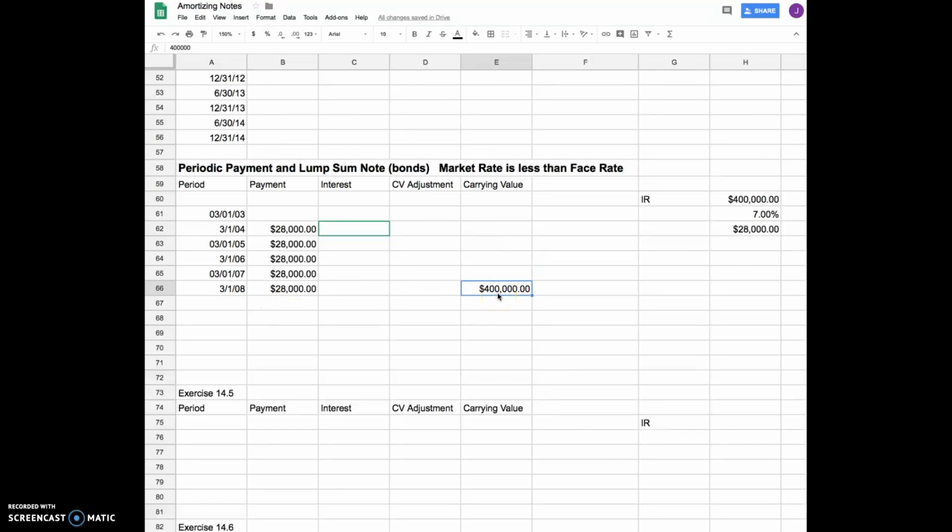Now what I want to find out is, if the market rate is 9% on this bond, then this bond really is not worth as much to the investor as another bond paying 9% in the market. So we have to adjust the carrying value of this bond. It's not really worth the $400,000 that we're going to pay back in the future. So we have to discount it. We're going to have to use the time value of money to figure this out.